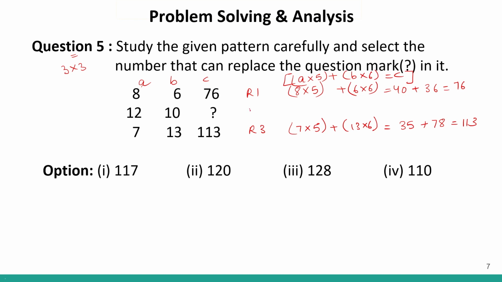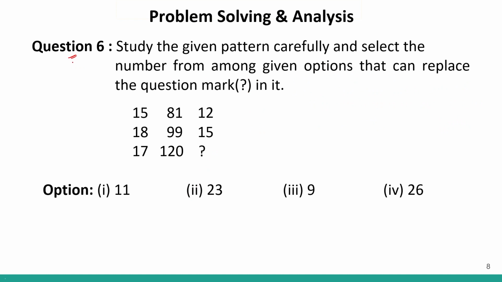So now let us check for row number 2. For row number 2, if I check 12 into 5 plus 10 into 6. So 12 5s is how much? 12 5s is 60 plus 10 into 6 is again 60. So 60 plus 60 is 120 and 120 will be your correct answer to this question, which is option number 2. So option number 2 will be your correct answer. Clear?